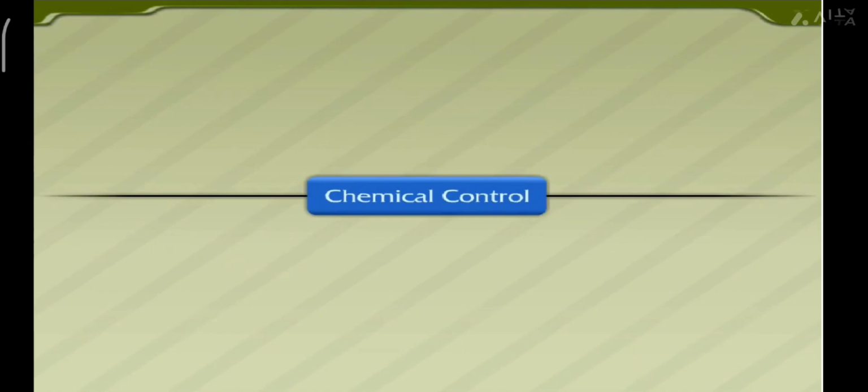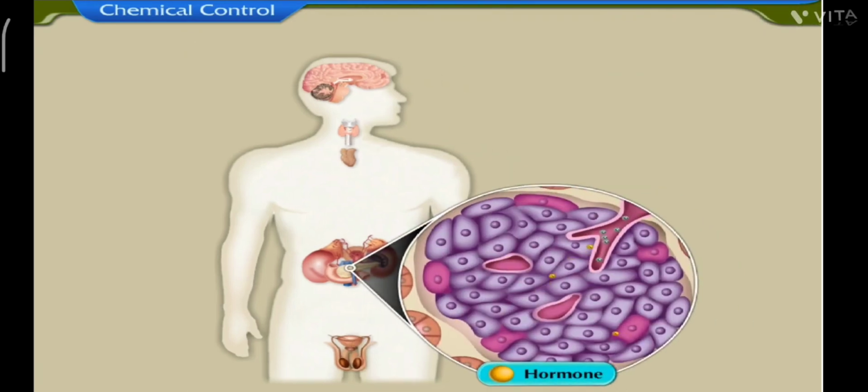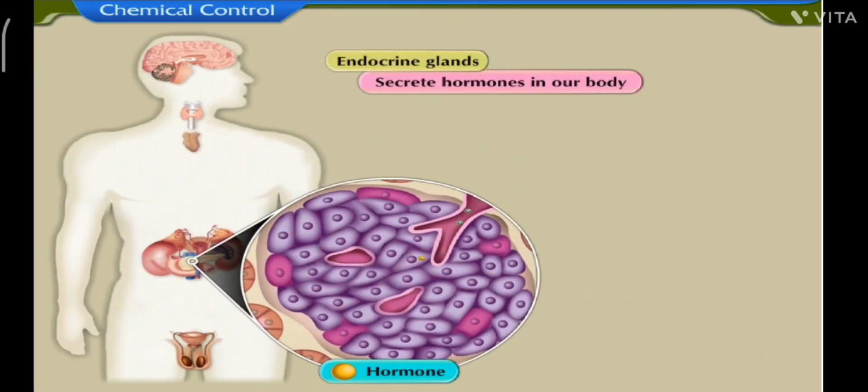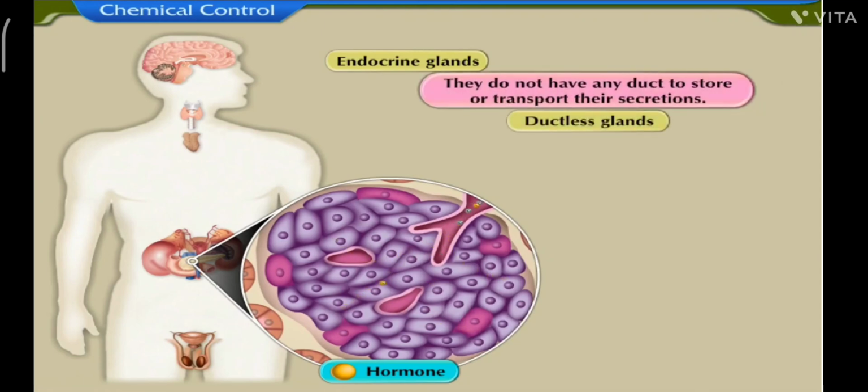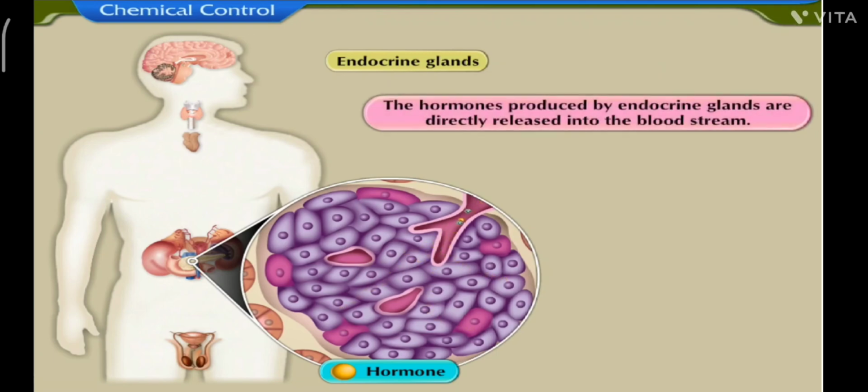Chemical control. The chemical control is brought about by hormones. The endocrine glands secrete hormones in our body. These glands are called the ductless glands because they do not have any duct to store or transport their secretions. The glands secreting the hormone are localized. The hormones produced by these glands are directly released into the bloodstream. From there, the hormones reach all the parts of the body through the transporting fluid, blood.